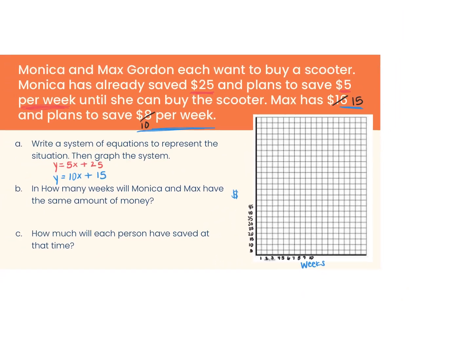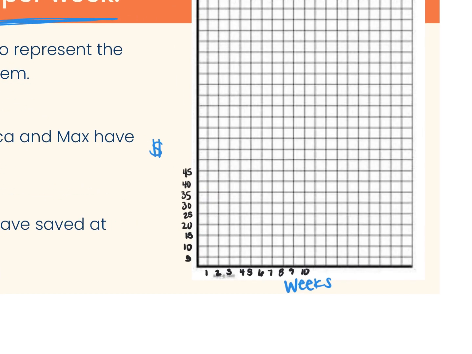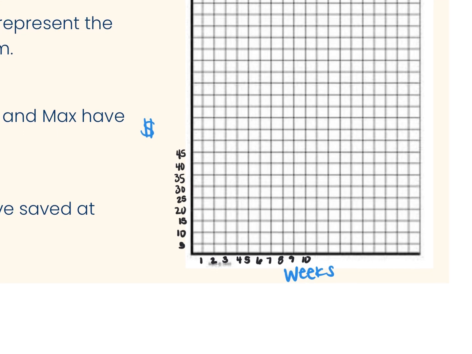Okay? So now we want to graph these. So I'm going to go back to Monica, and I'm using red. She started at $25, and she's saving $5 per week. So I'm going to start by putting a dot on 25. Oops, did that work? Nope. Okay, so I'm going to put a little dot on 25.